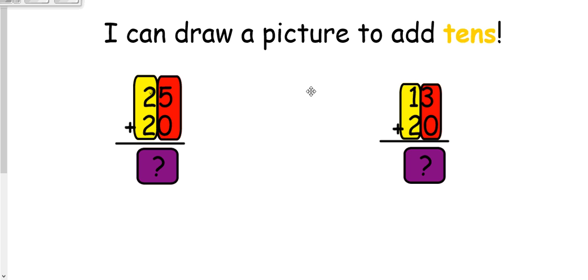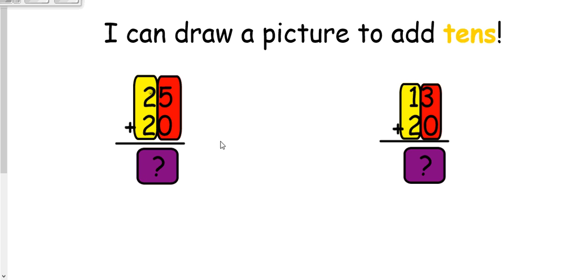Ooh, these look a little different than the other problems. That's right. These go up or down. We call these vertical addition. We still read it, though, starting at the top and going down, just the way we would read in a book or a story. 25 plus 20 equals unknown number.